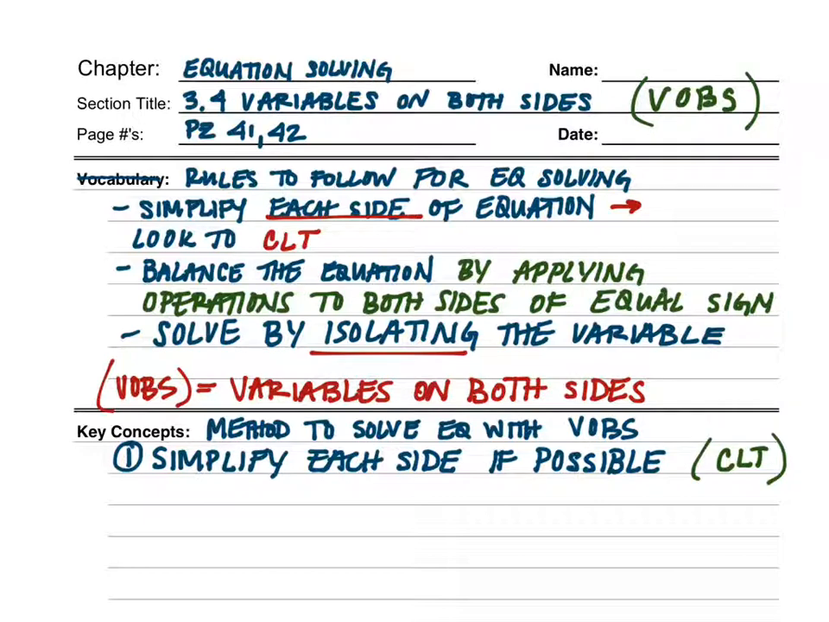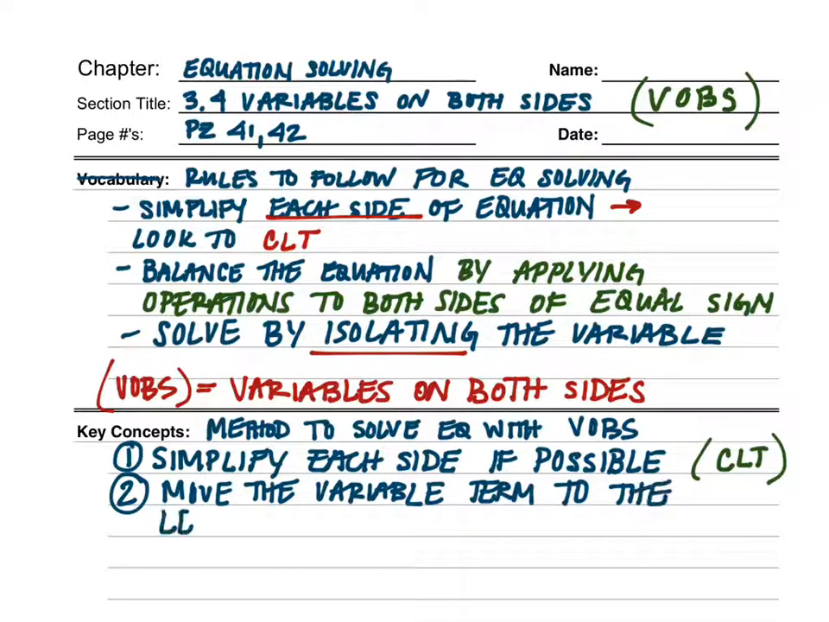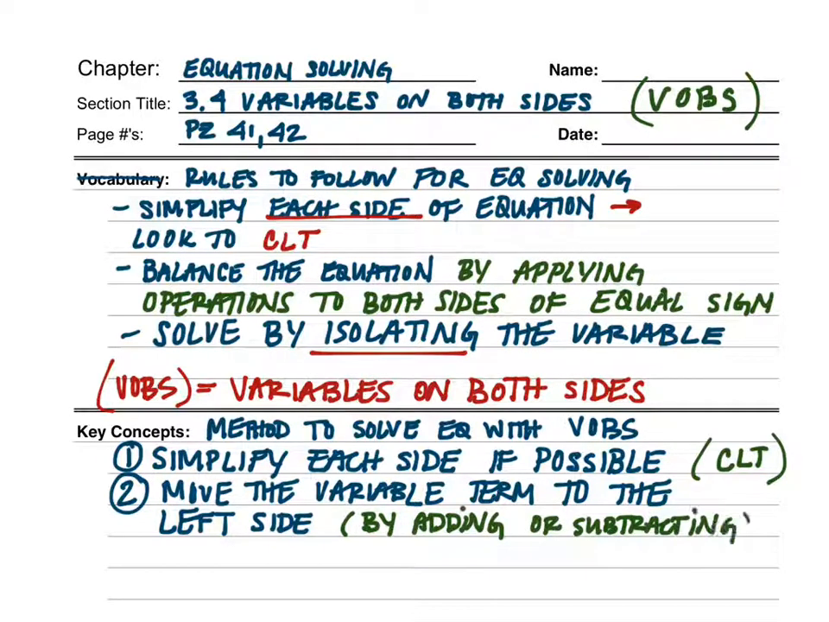So we're going to move ahead to step 2 that says move the variable term to the left side. And we move this variable term by adding or subtracting. Just like we would move a constant from one side to the other, where we would be adding or subtracting it, we're going to move the whole term by adding or subtracting that whole term. And we're going to want to move it to the left side because we're really comfortable with having our answers in x equals form or in y equals form. So we like the variable to be on the left.